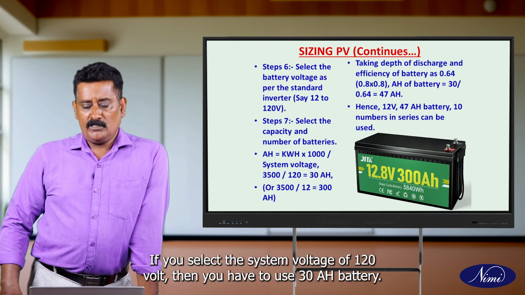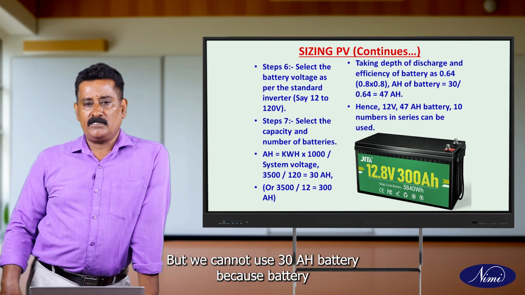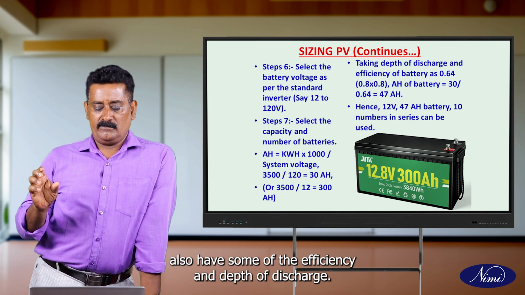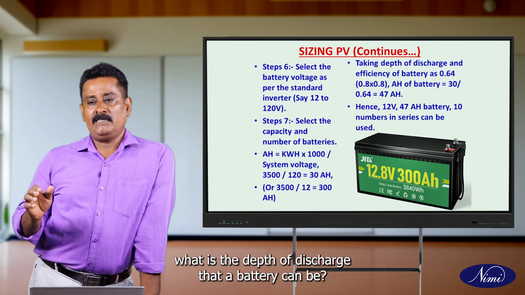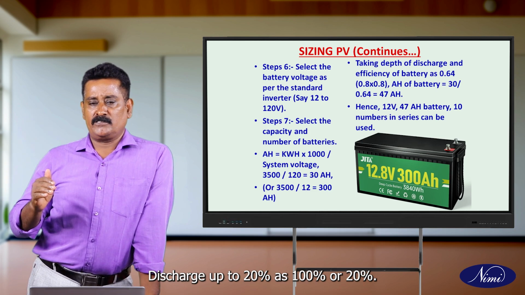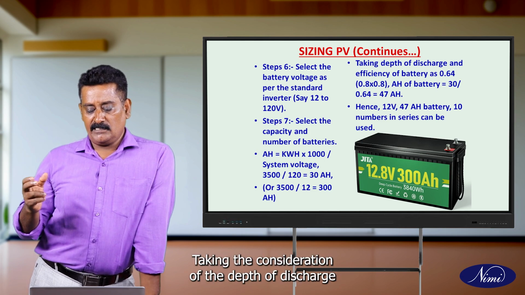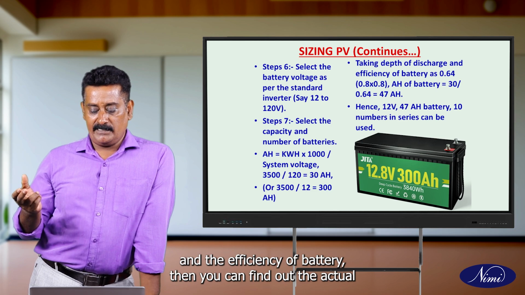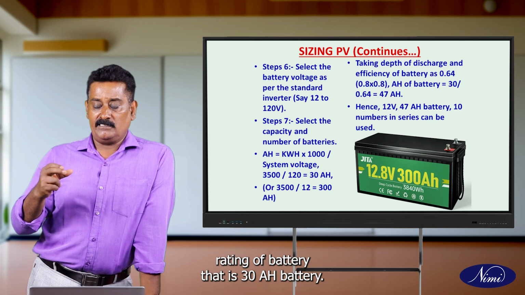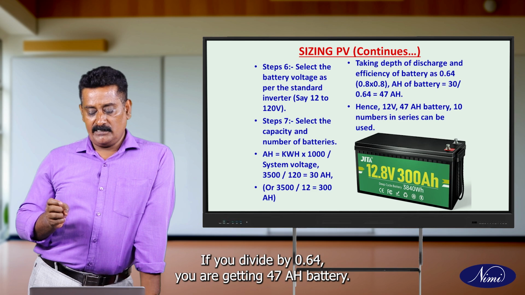If you select the system voltage of 120 volt, then we have to use a 30 Ah battery, but we cannot use a 30 Ah battery because the battery also has some efficiency and depth of discharge. What is the depth of discharge? The battery can be discharged from 100% to 20%, we cannot go to 0%. So, depth of discharge is 80%. Taking into consideration the depth of discharge and efficiency of battery, you can find out the actual rating of the battery, that is 30 Ah battery. If you divide by 0.64, we are getting a 47 Ah battery.